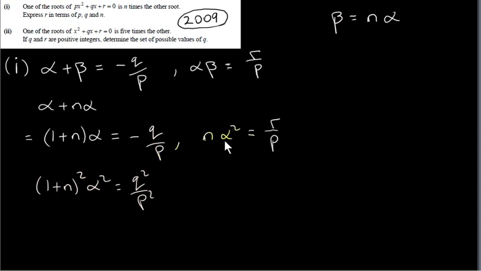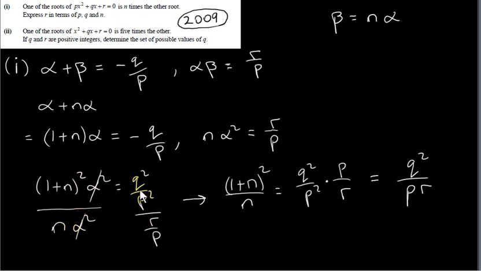Probably the quickest way to get rid of alpha is to divide this equation by this equation here. So I take the left hand side of this equation and divide by the left hand side of this equation. I take the right hand side of this equation and divide by the right hand side of this equation. So alpha squared disappears. So doing this division on the right hand side, we have q squared over p squared multiplied by p over r. And I can cancel one of the p's, so I end up with q squared over p times r.